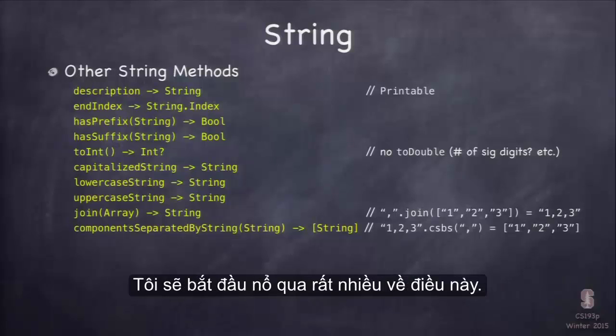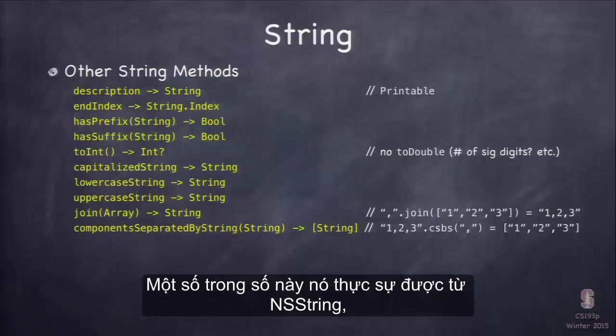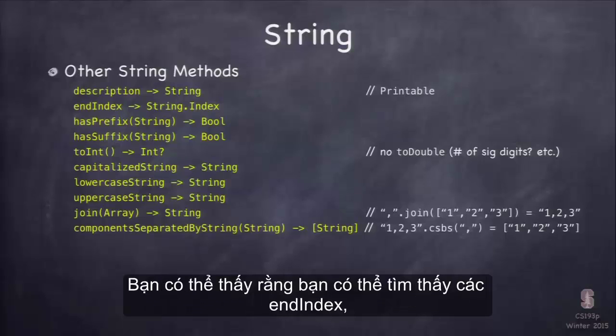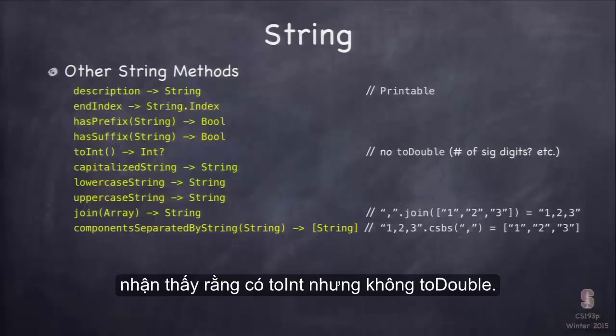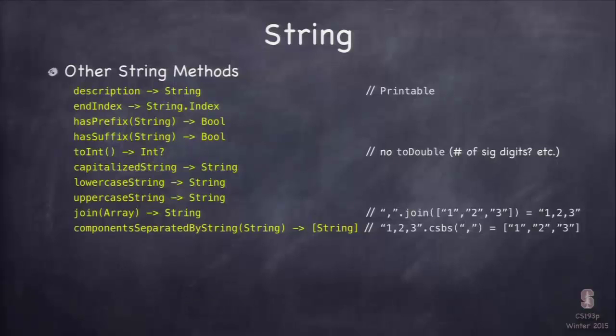Other string methods, I'm going to start blasting through a lot of this. You can look these all up in the documentation. Some of these it actually gets from NSString, which I'm going to talk about in a moment. You can see that you can find the end index. There's that join I talked about before. Notice that there's 2int, but not 2 double. Why is there 2int in string and not 2 double? Anybody have an idea why that is?